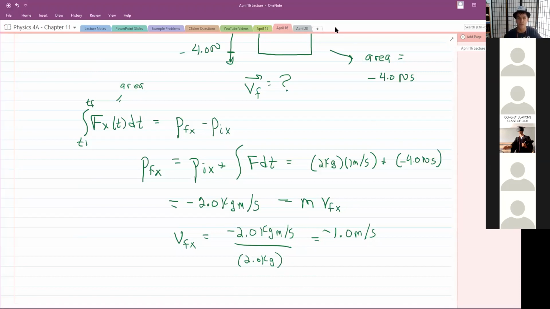All right, I want to stop this for 1 second, open up for questions. So we are pretty much done with the impulse momentum theorem. What I want to do now is conservation of momentum.